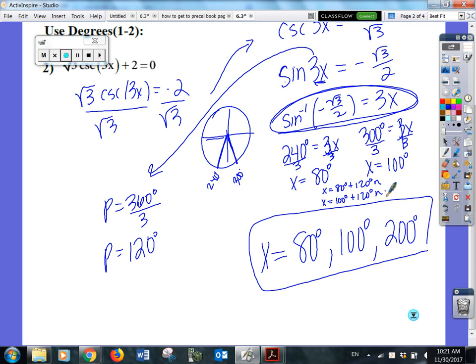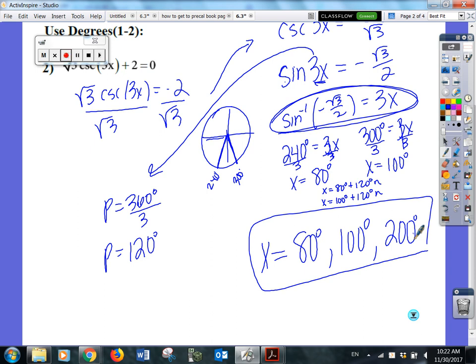If I plug a 0 in for n right here, I get 100 plus 0, which is 100. So since I want positive, now I'm going to plug a 1 in. If I plug in a 1 right here, 80 plus 120 times 1 is 200. If I wanted the first four positive, 100 plus 120 times 1, I get 220. And it would be that way forward and back.